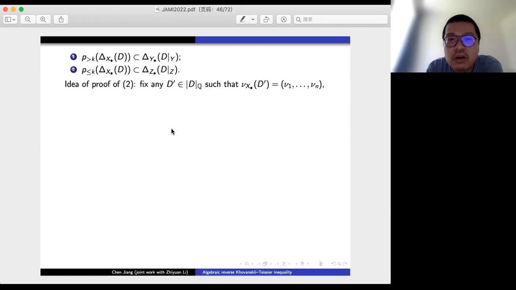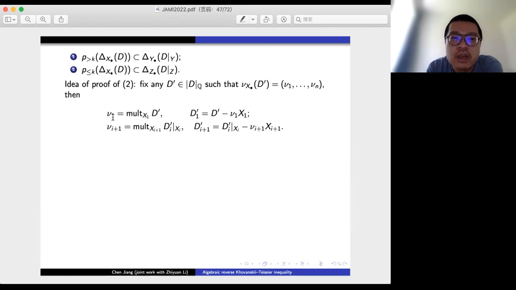So we just recall the definition. We take nu1 to be the multiplicity of X1 in D prime, and we subtract that multiple of X1, and then we proceed inductively. We take the multiplicity of X(i+1) of the restriction, and we subtract the certain multiple of X(i+1), and we can define nu1 to nuk inductively in this sense.